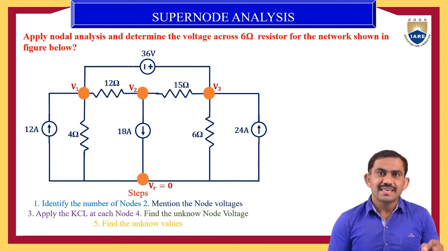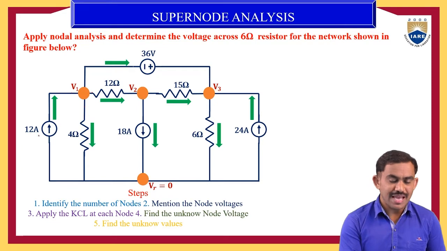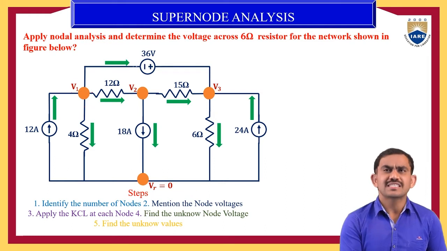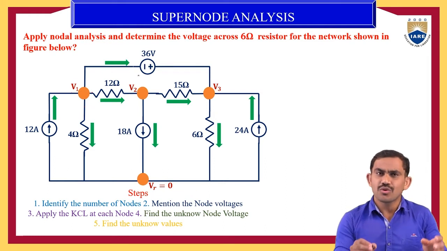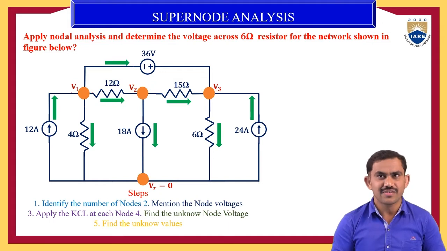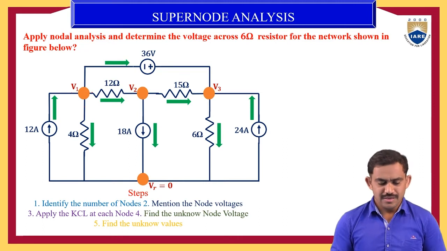Then we need to apply the KCL rule. Give the current direction for each branch. I have given source directions: 12 amps in upward direction, 18 amps downward direction, as well as 24 amps upward direction. And the 36 volts source direction also I have given. For each branch, the current direction is like the source direction I have given. Then write the current values there. The 12 amps is a current source. So what is the value there? That is 12 amps.